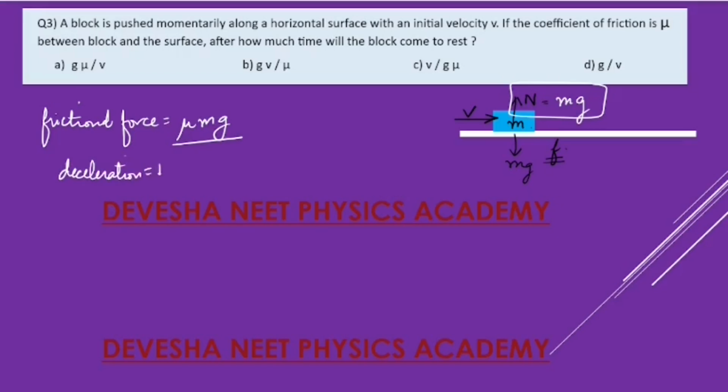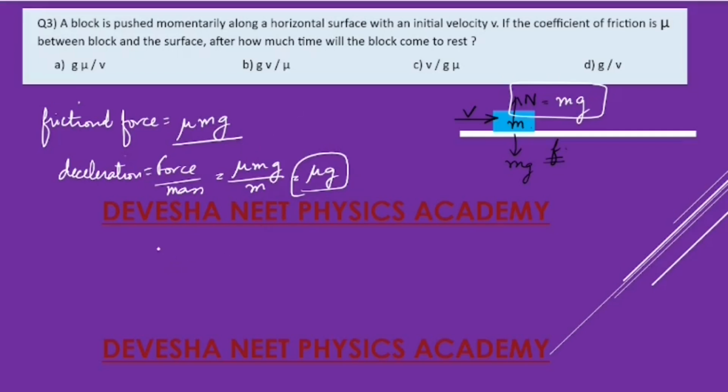equal to force upon mass, which is mu m g upon m, equal to mu g. So this is the deceleration of the body which is trying to move forward. Okay, so we need to find out in what time it comes to rest.